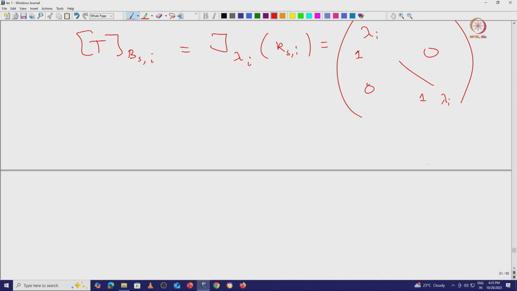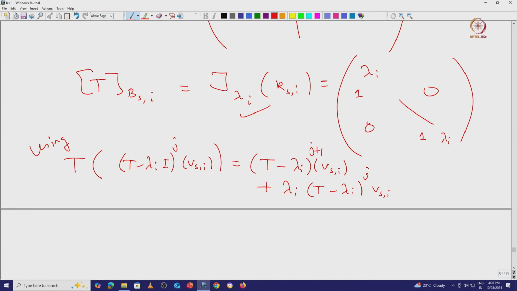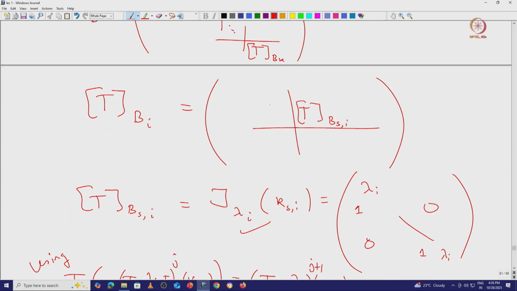So, this is actually coming from the following simple equation. If you take (T minus lambda_i)^j applied on v_s^i and then apply T on it, you get exactly (T minus lambda_i)^(j+1) applied on v_s^i plus lambda_i (T minus lambda_i)^j v_s^i. Anyway, it is a very simple thing to verify. I can leave it to you.